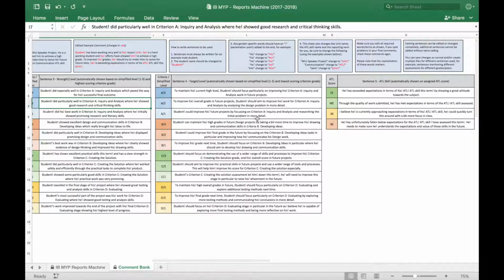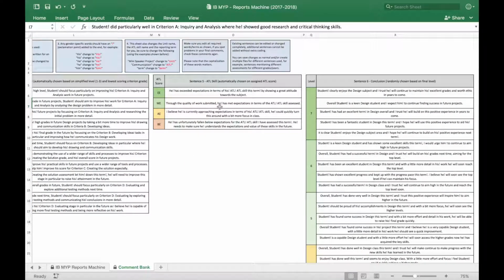Likewise with target, this is probably more useful from a report writing point of view, because parents usually want to know how the student can improve their work. So if they need to improve criterion B in whatever your subject area is, how could they typically do that? There's probably a few skills that they could practice or work on to try and improve that area next time.